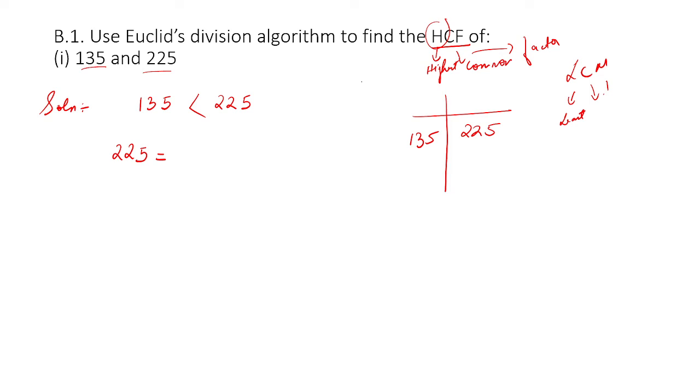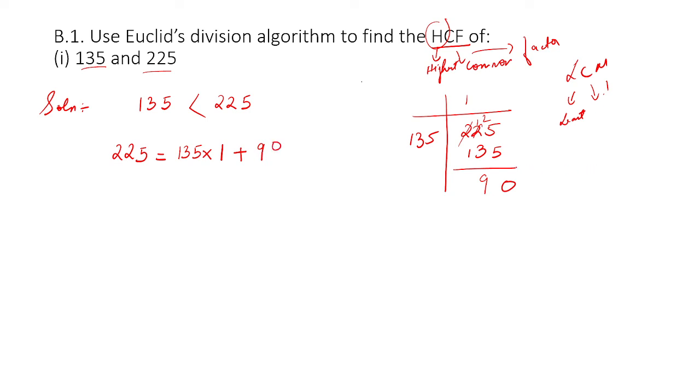135 times 1 is going to be 135. If you take 135 times 2, you'll get a higher value, 270, so you cannot do that. So the remainder is 225 minus 135, which is 90. Clear? Next, what is 225 equal to? It is nothing but the divisor into quotient plus remainder.